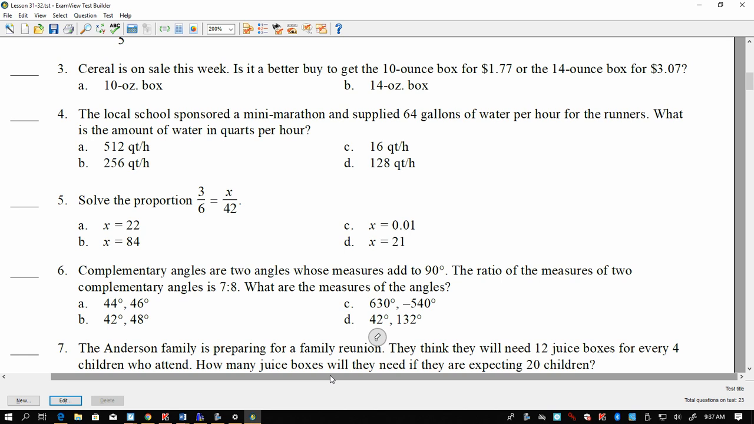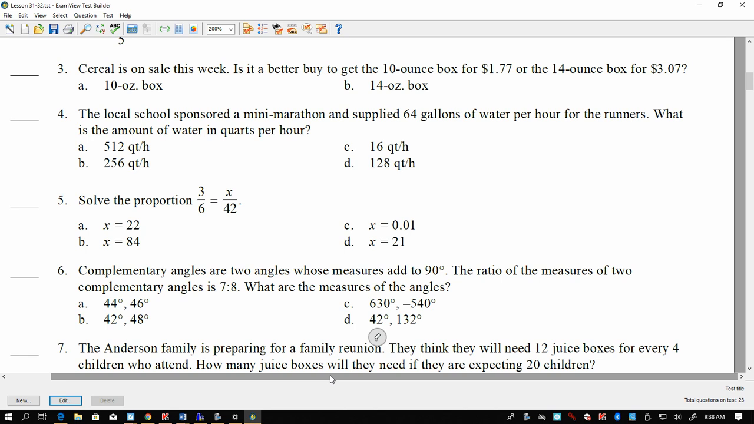Okay, and then on the other one, how much does it cost? 3.07. All right, so $3.07 for 14 ounces. What is that unit price? 22 cents. Okay, so which is a better deal? 18 cents per ounce or 22 cents per ounce? 18. So we want the 10-ounce box, right? But the first thing you have to figure out is how to set up the ratio, right? Okay.